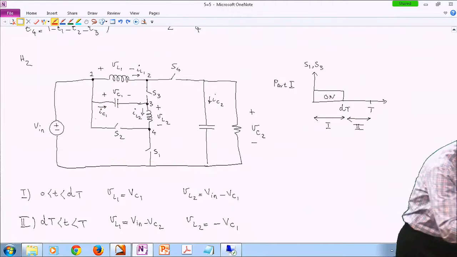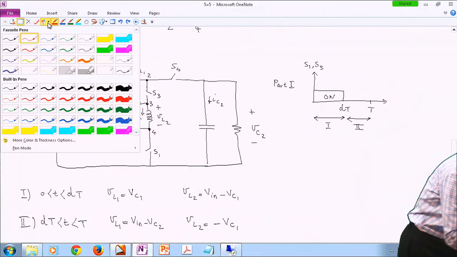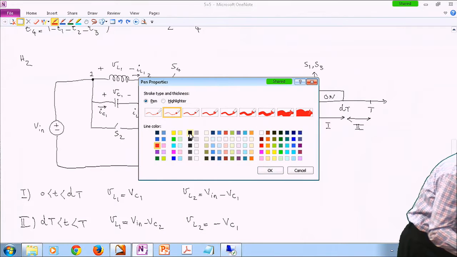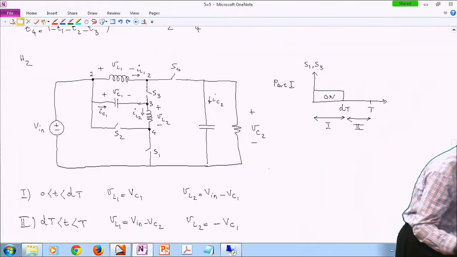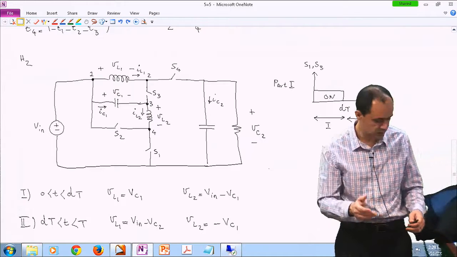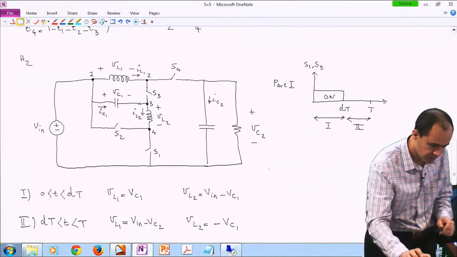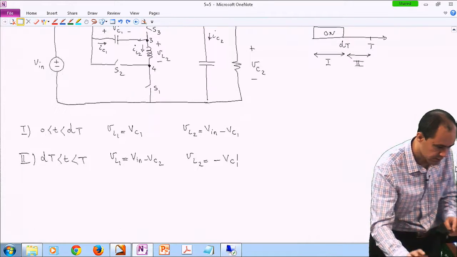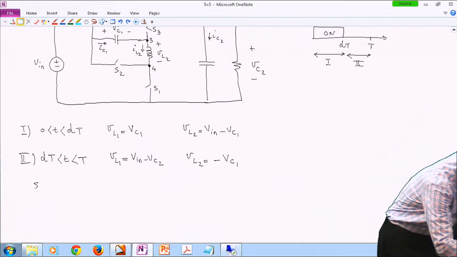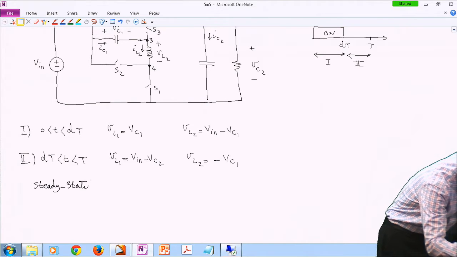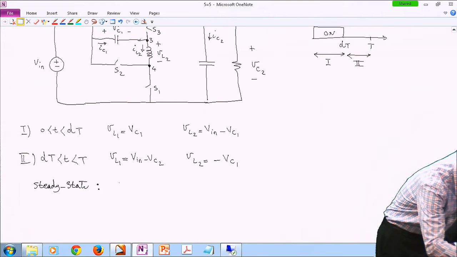All right, so we are in business. Now all we have to do is just make sure that on average these voltages are 0, basically, and then find VC1 and VC2. So steady state indicates that both inductor voltages on average should be 0.